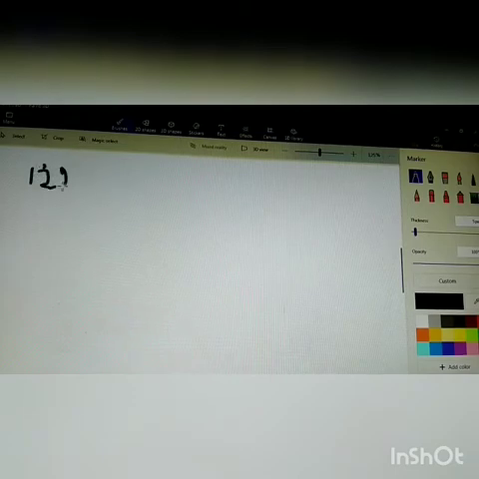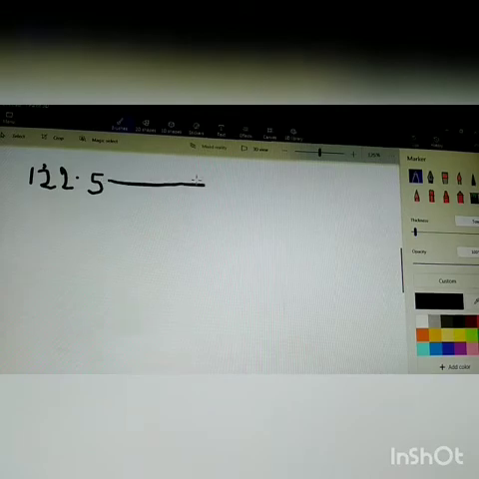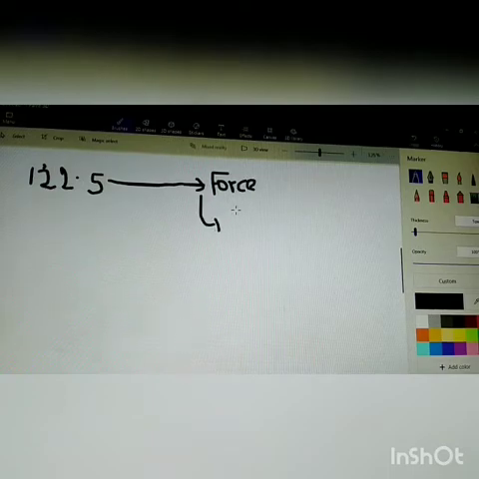But what is this 122.5? This 122.5 is the force, or it can be written as newtons. Therefore, the numerical value will be 122.5 newtons, that is N.